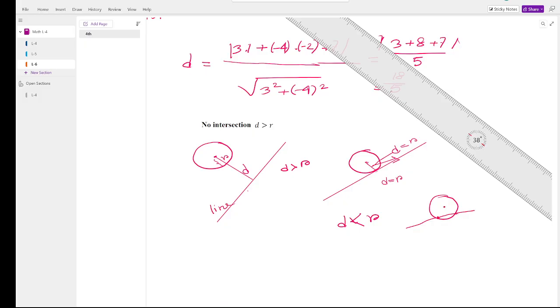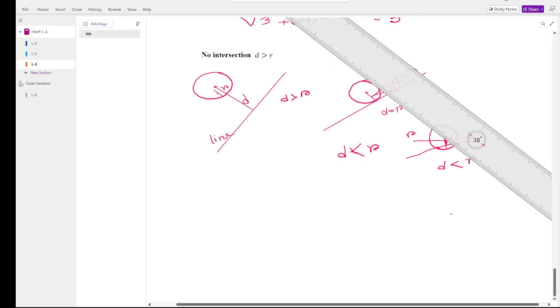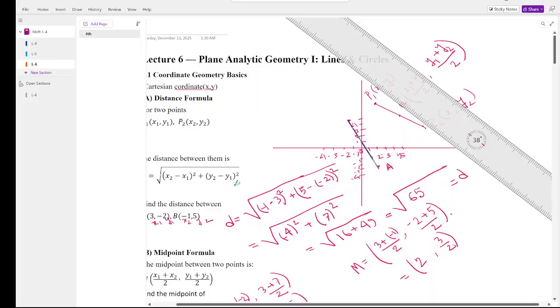This is d, this is d, and this full is r. So here d is smaller than r, so the line must intersect twice. This is all about line and circle.